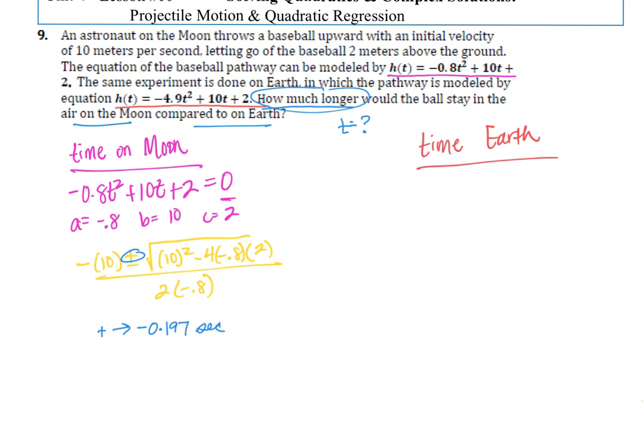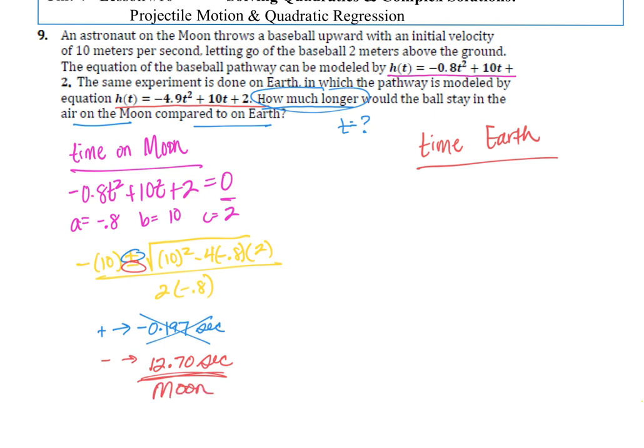And we don't like that negative answer, so we're going to cross it off. Then we're going to switch and change this to minus, and we get our minus answer, which actually comes out positive, go figure, which is about 12.70 seconds. So that's how long the ball stays in the air on the moon.